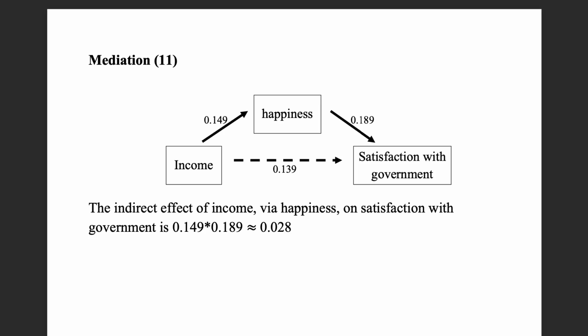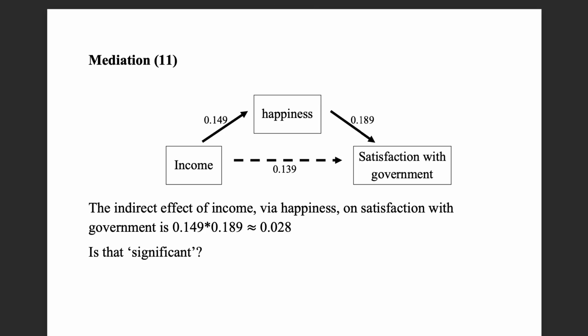So this is only about the indirect effect of income on satisfaction with government that runs through happiness. Now we know that this is represented by an indirect effect coefficient of 0.028, which we get by multiplying the A path with the B path. But then, how can we now say something about the statistical significance of this entire path?